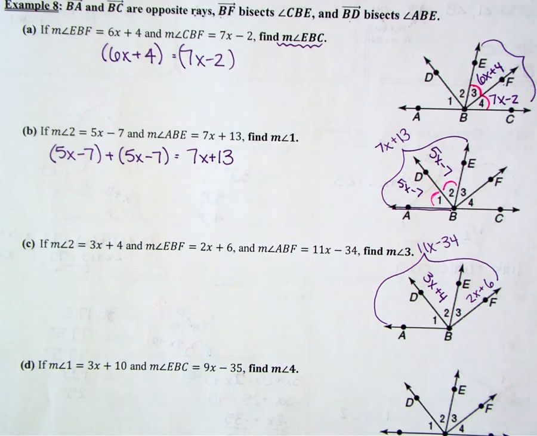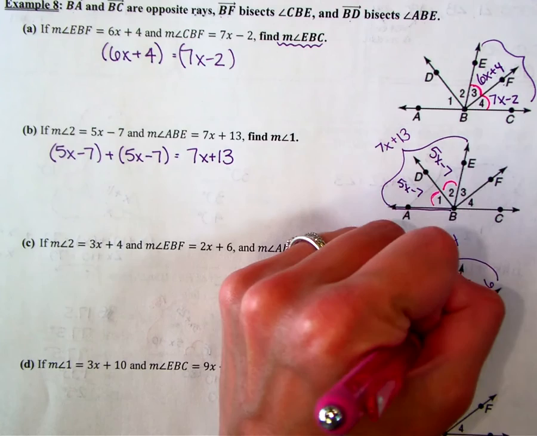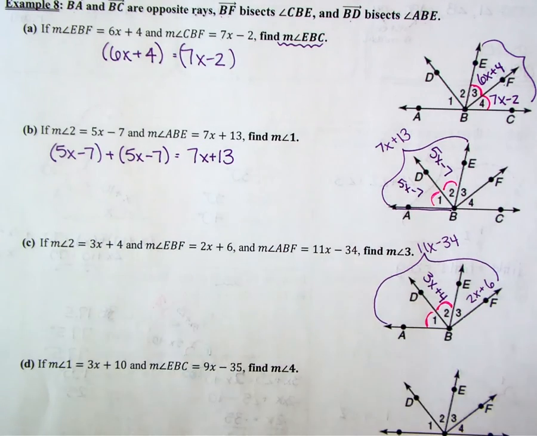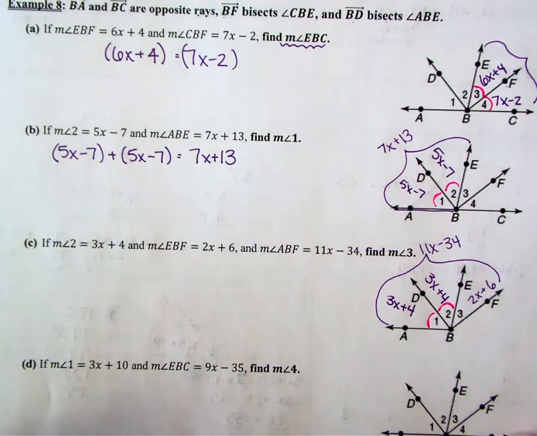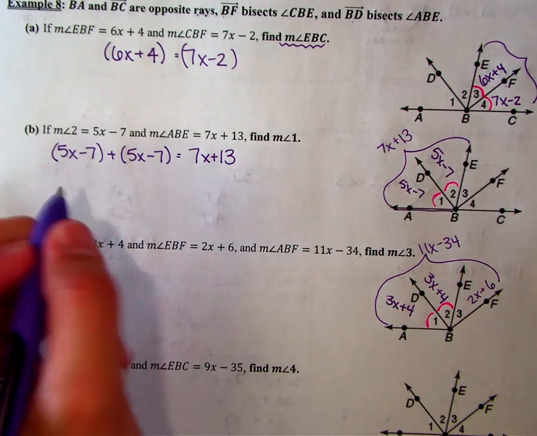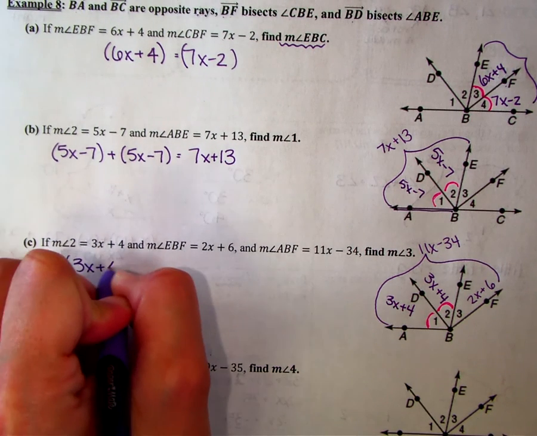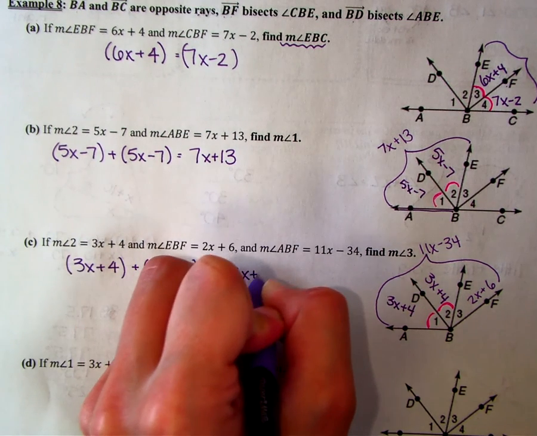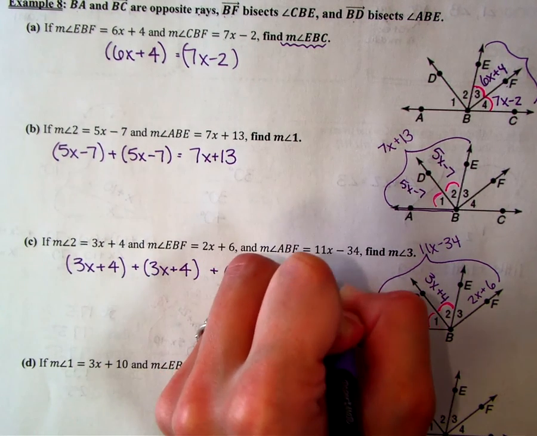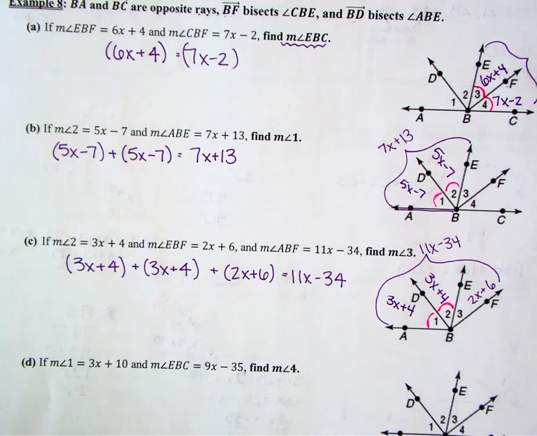BF bisects CBE, so we don't even have a CBE, so obviously not. And we know that BD bisects ABE. Well, that could be useful, because we know angle 2, which means we also know angle 1. Now we can say little plus little plus little, so add that extra little, equals big. Combine like terms and solve, and then plug it in to find the measure of angle 3.